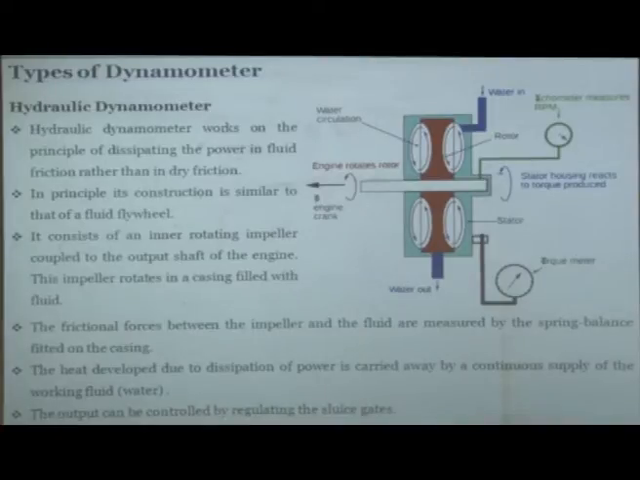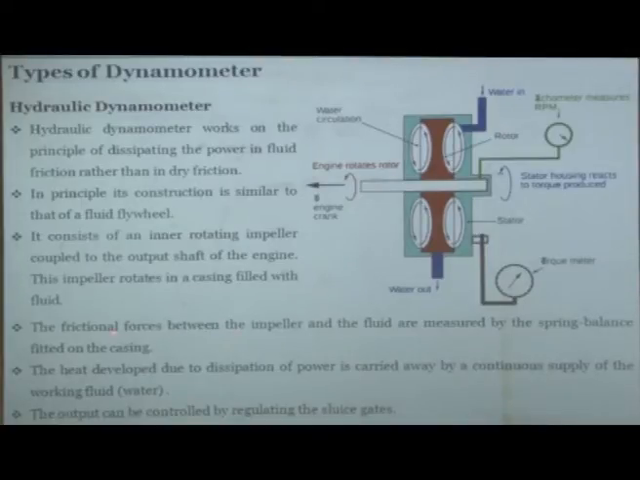Coefficient of friction does not change. So in principle, its construction is very similar to that of the fluid flywheel. It consists of an inner rotating impeller, which is coupled to the output shaft of the engine. This impeller rotates in the casing which is filled with water.